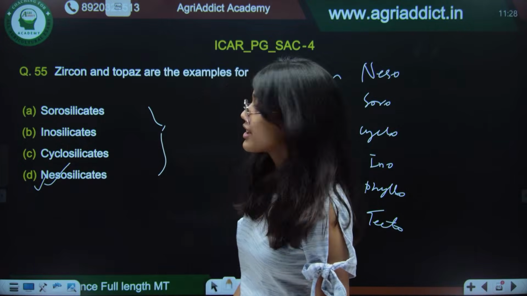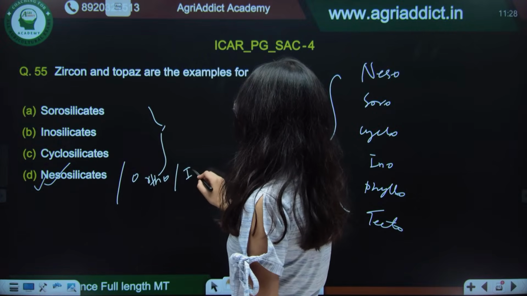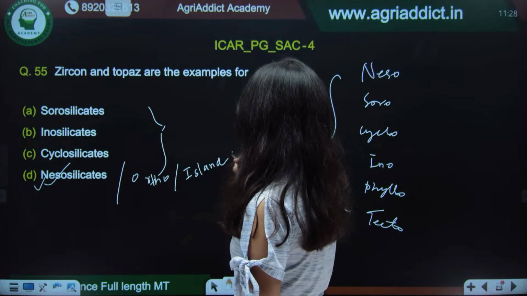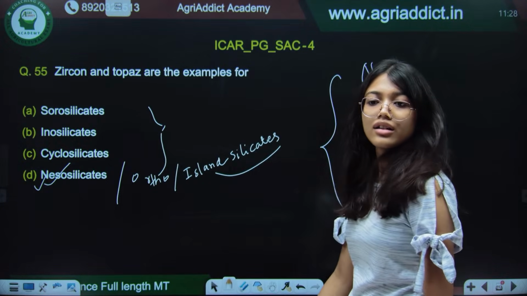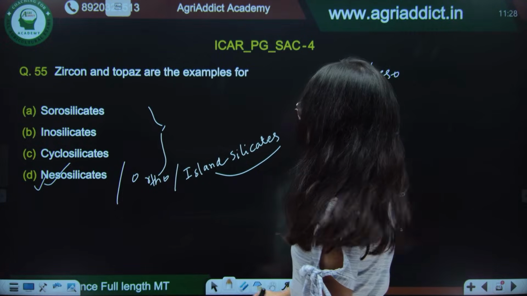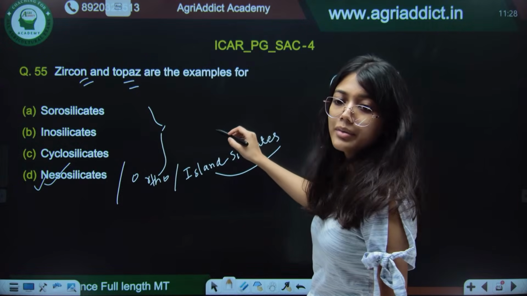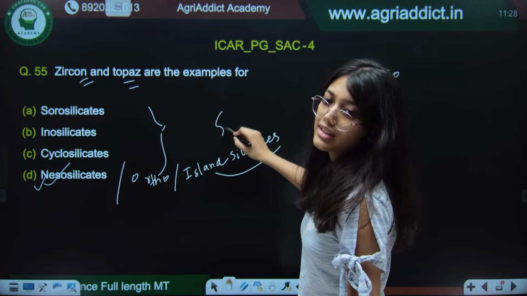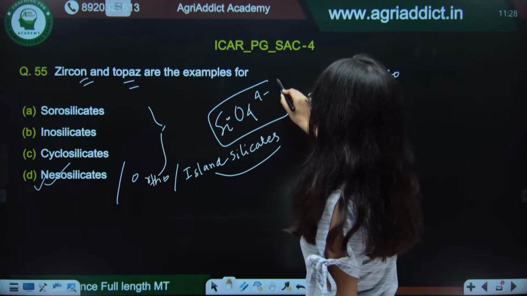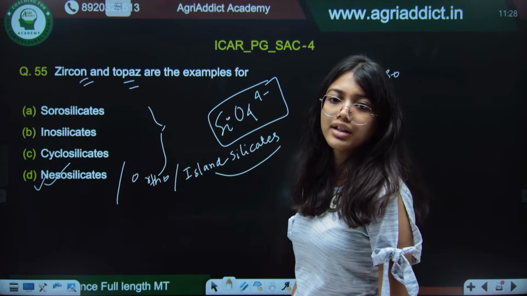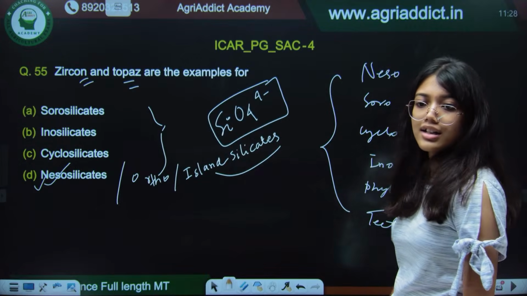They will come under nesosilicates or orthosilicates, same, or island silicates are also the names. Yes, option D will be the correct answer. For zircon and topaz, can anybody tell me the formula for nesosilicates? It is SiO4 4 minus. So no oxygen is shared with the neighboring tetrahedra. So you also have to remember the formula of each and every silicate.